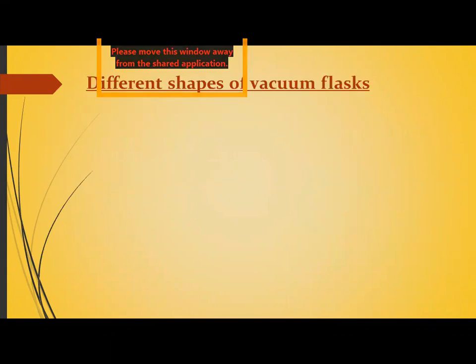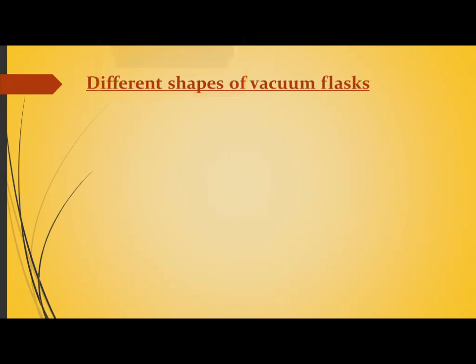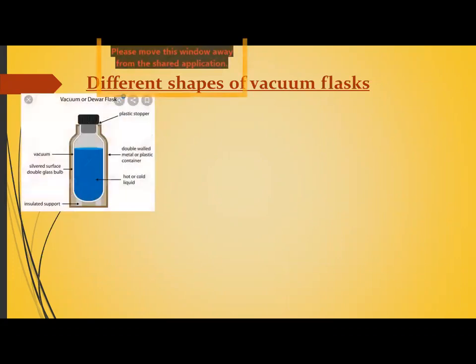Now come towards the topic, different shapes of a vacuum flask. I will show you different shapes one by one, so you should keep these shapes in your mind. These are the shapes of vacuum flask. So this is the first shape, the so-called bottle shape. You can see here, this is like a bottle.